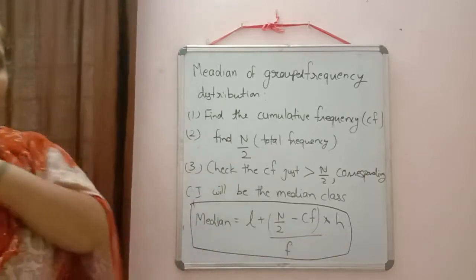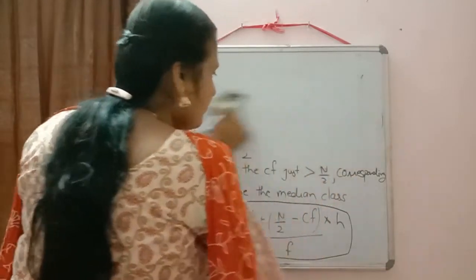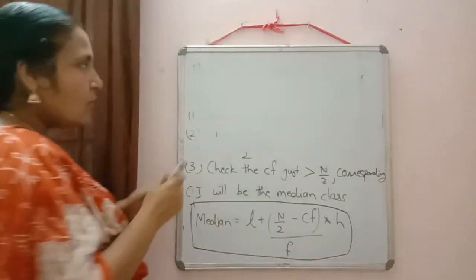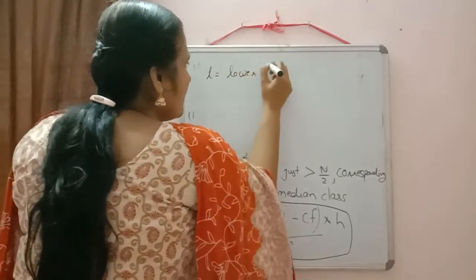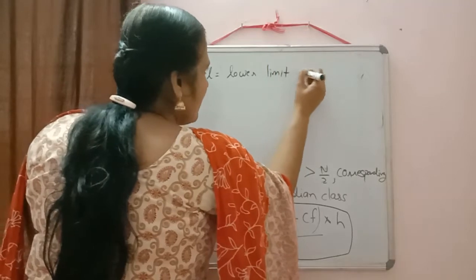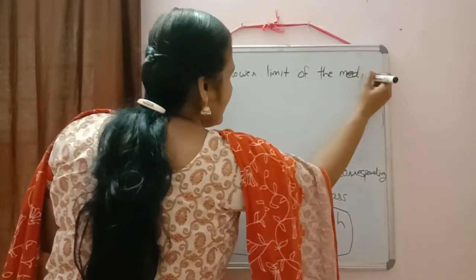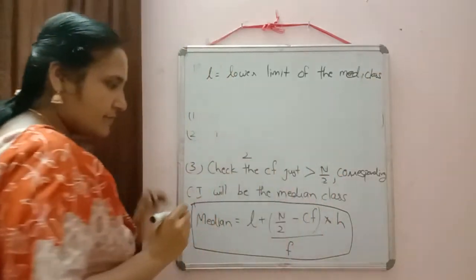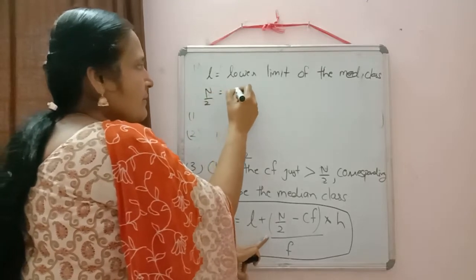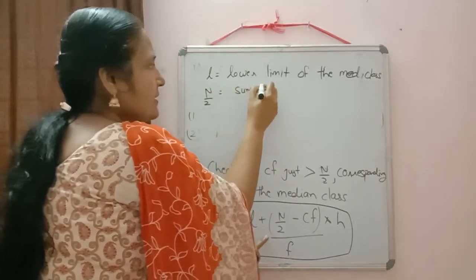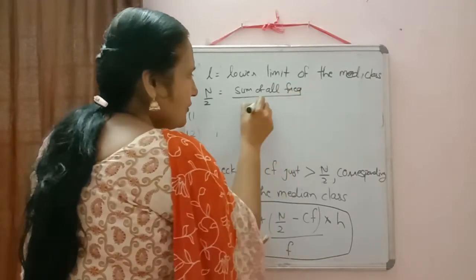So again we have to write here what is this L, n by 2 and everything there. Write down where L is the lower limit of the median class. L is equal to lower limit of the median class. Med, I am writing for median. N by 2, that already we have calculated: sum of all the frequencies divided by 2.